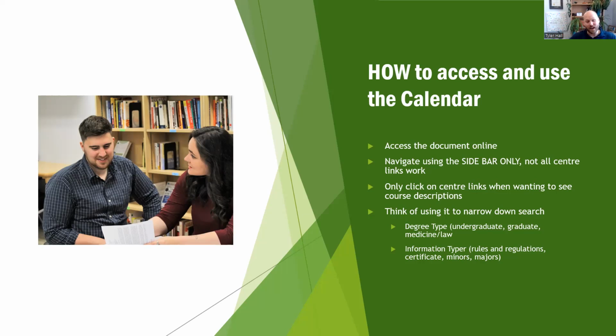The only reason you're ever going to want to click on those links in the center is when you're hoping to find course descriptions. So the main thing is to always use the sidebar link, and think of using it as narrowing down your search. You're going to start with the degree type, so undergraduate, graduate, medicine, and then the information type. So do you want rules and regulations? Do you want certificates? Do you want minors? And it kind of slowly goes down until you actually get to what you're looking for.